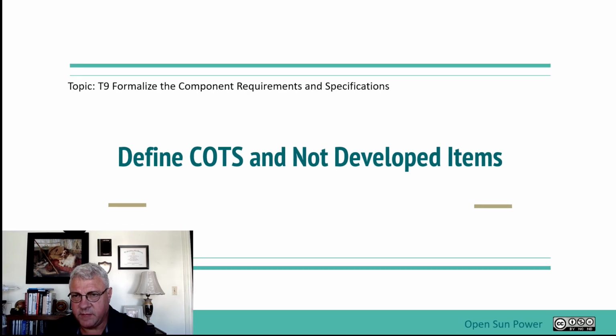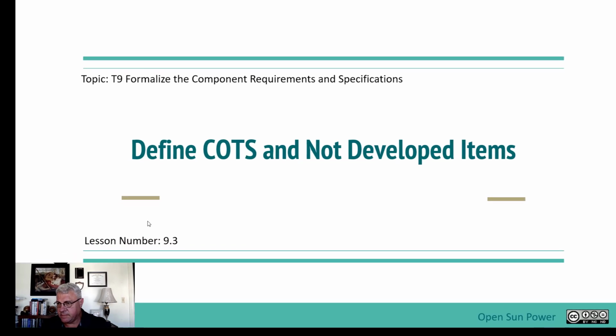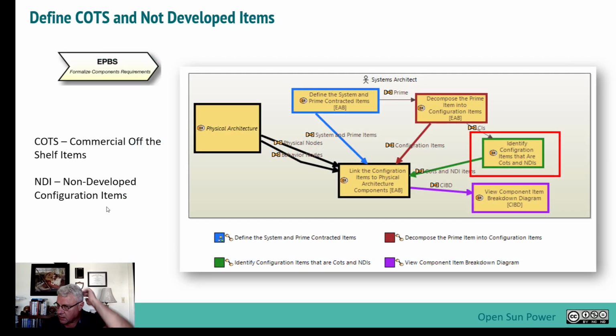And these are items that are either commercial off-the-shelf items, basically something that's already been developed, or non-developed configuration items, basically items that you may have developed previously for a project. In this case, we're going to work mainly with COTS, not any non-developed items. That would be more common if we were going to reuse something. I'm not going to do that.